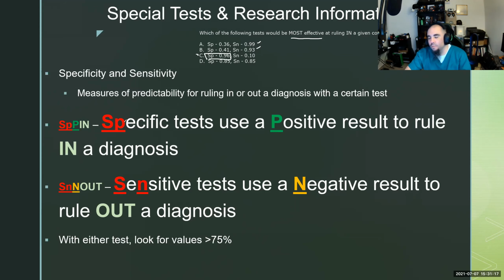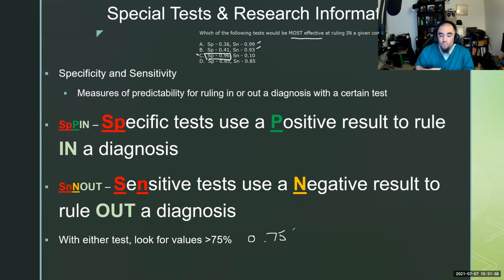So again, the math is not so important, Diana. You don't have to necessarily be totally lost on the math of these. What you have to remember is that a good test is above 75% or 0.75. So that means the test is a good test.